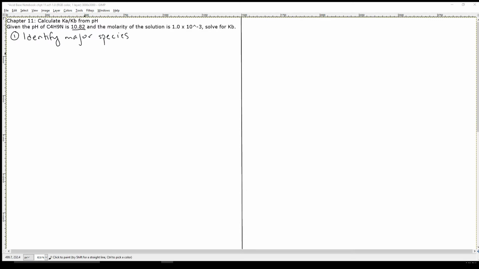And in this case, we don't have to pick between a bunch of different things. There's only one molecule we're dealing with. There it is. And we have just discussed what it is, so I'll write it down. It's a weak base. Okay, next, what do we do? Write out the equation.